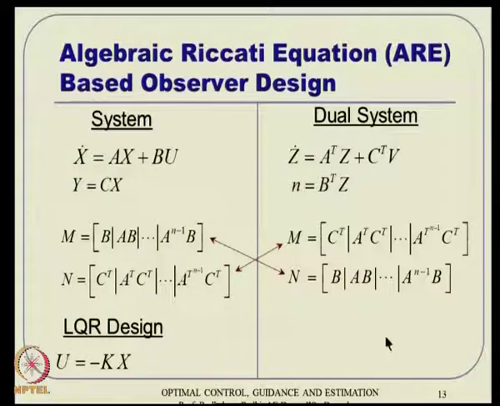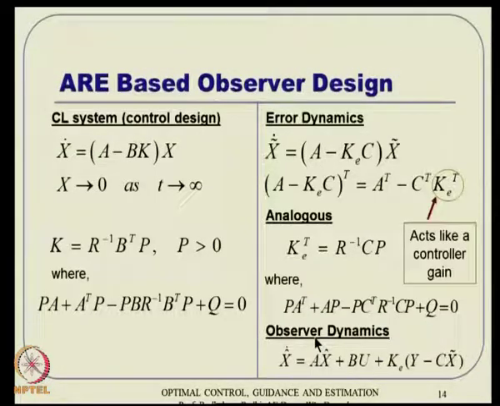So, here you have the LQR design U equal to minus Kx, and that is what we want to extract. In the control design sense it is x dot equal to A minus B K x. The objective was x has to go to 0, and we know how to design K in terms of LQR. K is nothing but R inverse B transpose P, where P is a positive definite matrix and the solution of this Riccati equation.